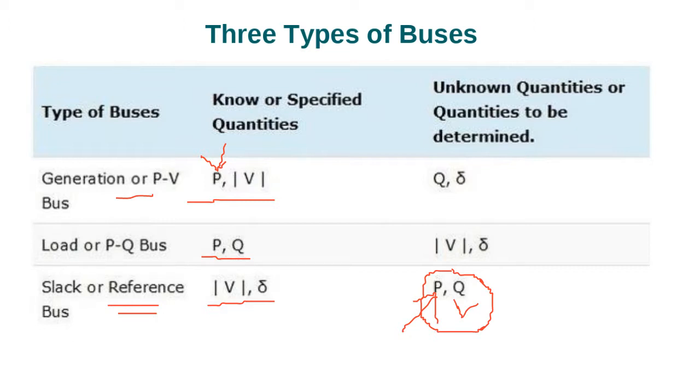So if you already fixed the generation, then the slack bus will take care of the rest. What is left will come from the slack bus, and this usually is the big one, the big brother, which takes care to balance the system. To balance means that we generate more power, so this must be the big substation.